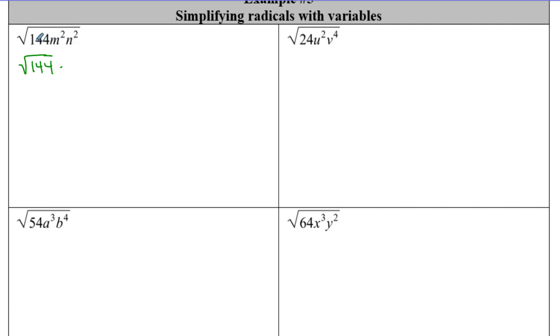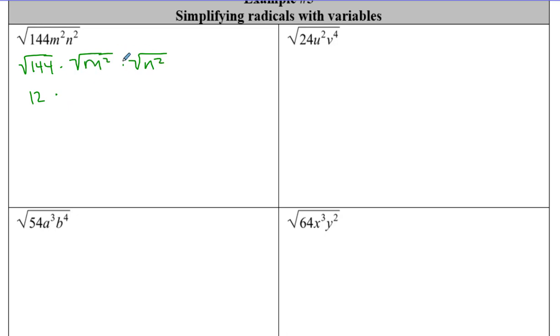Since I know that these are all factors that make up a product, 144 times m squared times n squared, I can break these up into 3 different parts. Now I want to think, well, do I need to break down 144 or is that a perfect square already? Well, 144 actually is a perfect square, and its square root is 12. So let's just go ahead and square root that. We got a 12.